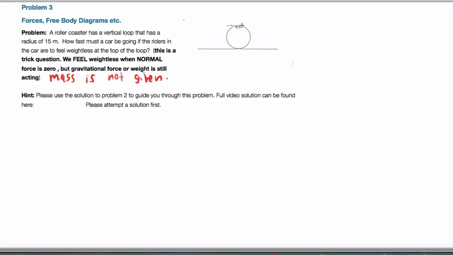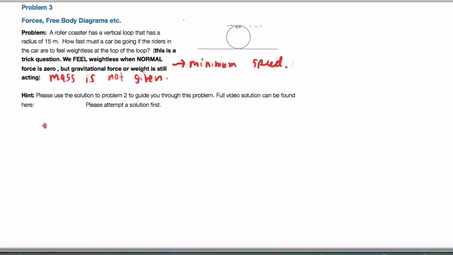We want to draw a free body diagram of the situation. Let me assess one more thing. So it says here, this is the trick question. We feel weightless and normal force is 0, but gravitational force is still acting. This is another way of saying it's the same thing as saying what's the minimum speed. It's the same idea, okay? Because when you feel a normal force pushing up on the bottom of your roller coaster chair, you feel like you weigh something. That's what we mean by this.